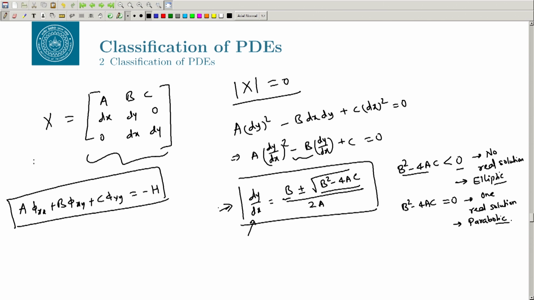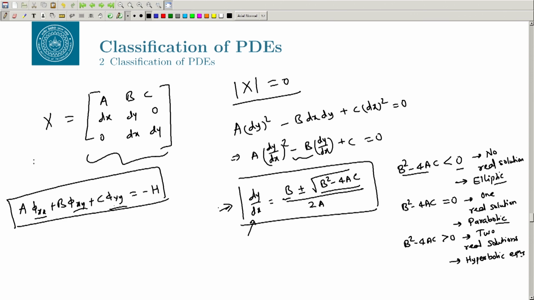In this case, there will be just one characteristic. And if B square minus 4AC is greater than 0, then we will have two real solutions. And these kind of equations can be classified under hyperbolic equations, and it will support two characteristic lines, maybe two lines along which the discontinuities exist, or your derivatives cannot be defined, the highest order derivatives cannot be defined.